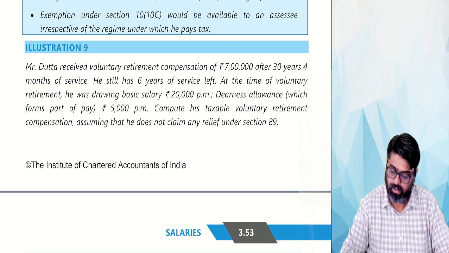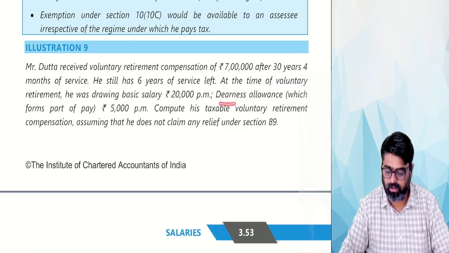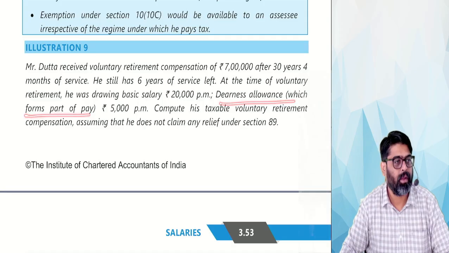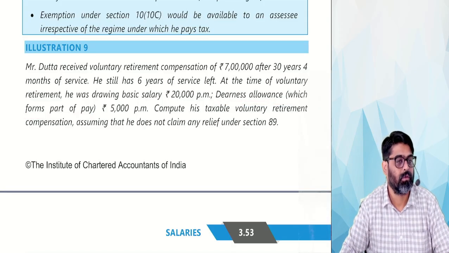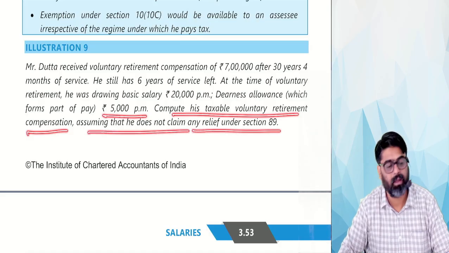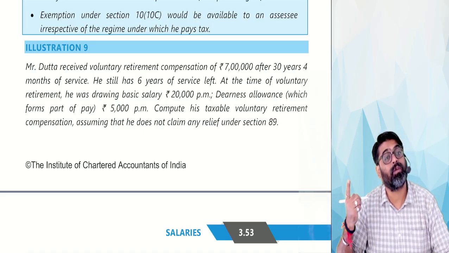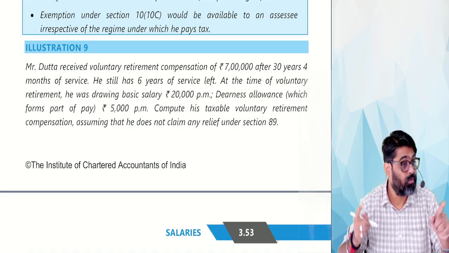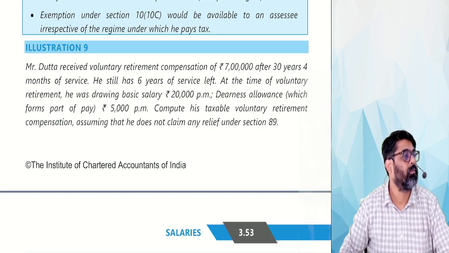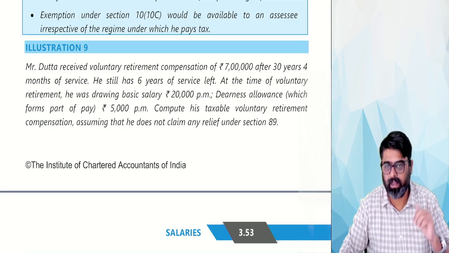At the time of voluntary retirement, he was drawing a basic salary of 20,000. Dearness allowance which forms part of pay, DA in terms, is 5,000. Compute taxable VRS compensation assuming that he does not claim any relief under section 89. If he claims relief under 89, then the full 7 lakh will be taxable, with no exemption. But if he does not claim any relief, can he claim the exemption?